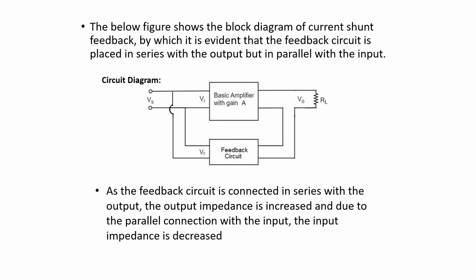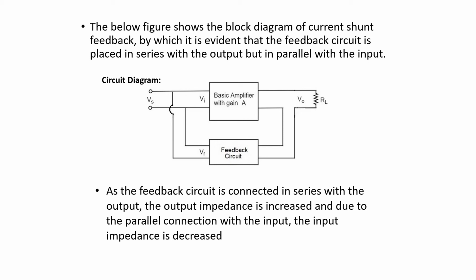I hope you understood what I'm trying to say. Whatever that particular feedback circuit is connected to, if it is connected to the output in the serial manner, the output impedance will be increased. If it is connected in parallel, that part's impedance will be decreased. So here you can see the output impedance is increased, whereas the input impedance is decreased, because to the output it is connected in serial format, and to the input it is connected in parallel format.